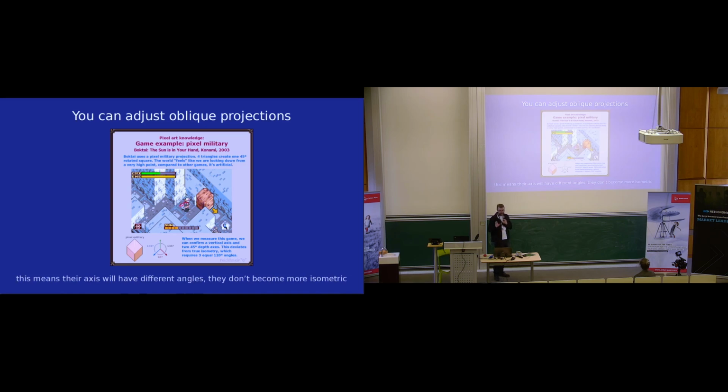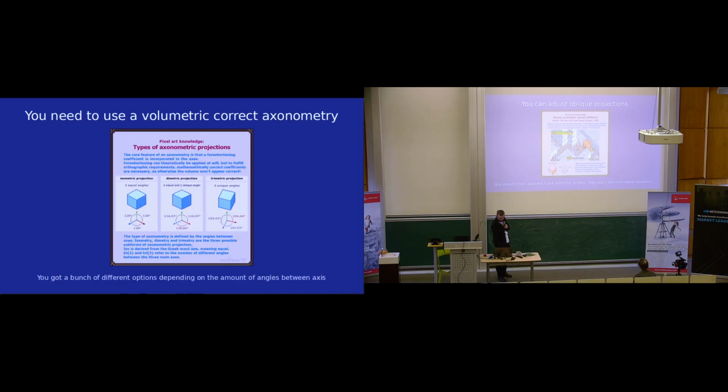And you can also adjust any oblique projection just with the angles so that it looks more isometric, and then you just end up with different angles. But is this isometric? Nah, it's not, because what iso in isometric means is that it's equal, so that all 3 angles are equal. And the other 3 angles are not equal.